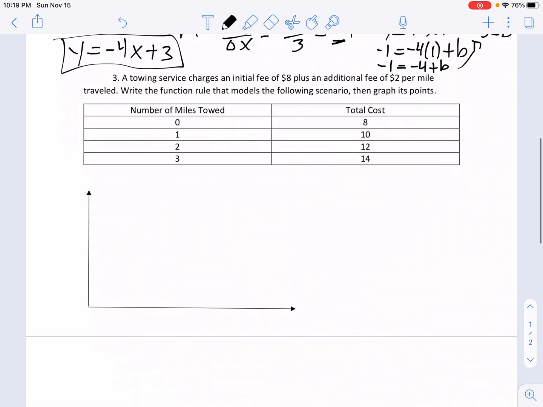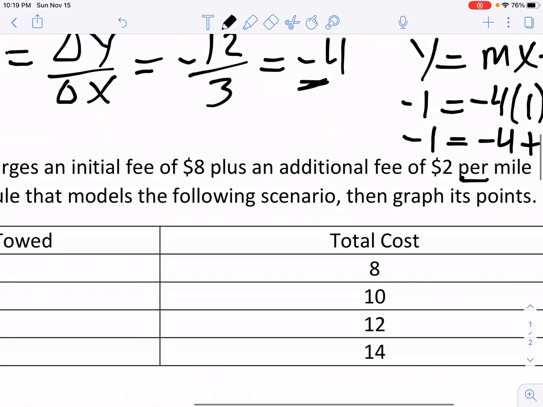Now the last example I want to look at, which is similar to something that you're going to come across in the assessments here, says a towing service charges an initial fee of $8. So remember when we were talking about the word problems, we always said the initial or starting fee was our what? b, the y-intercept, right? And then it charged an additional fee of $2 per mile. What do we say the keyword per represents? Slope.